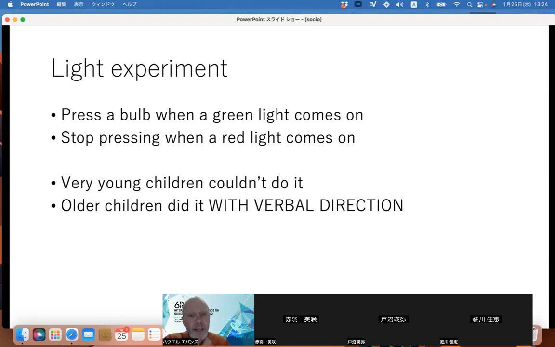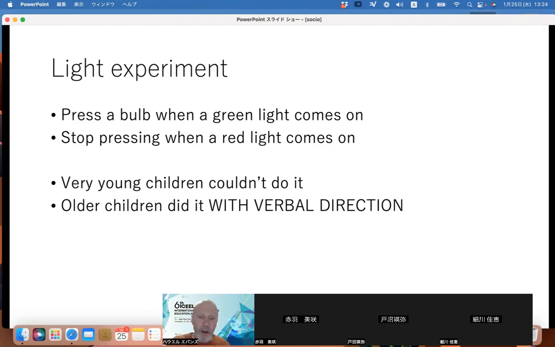So, you know, the green light comes on, you start pressing, and then the red light comes on, and then maybe an adult or somebody says, okay, now you stop pressing because the red light's on, and that helps the older children. So again, what you've got there is a game, right? You press a bulb when the green light comes on, you stop pressing when the red light comes on.